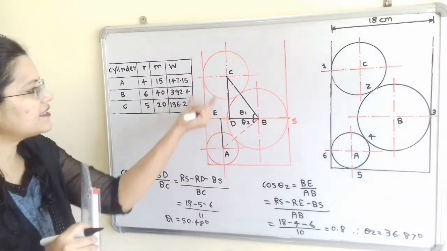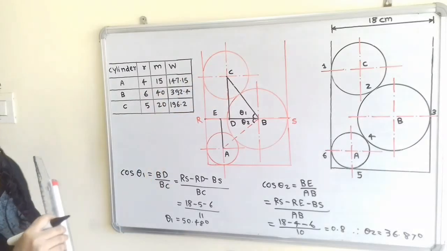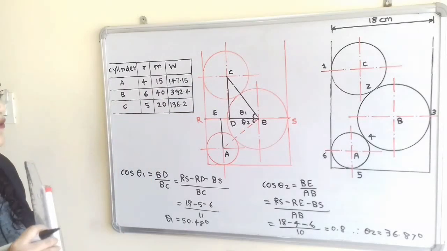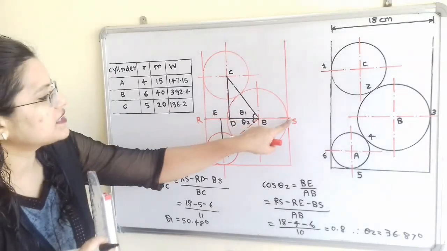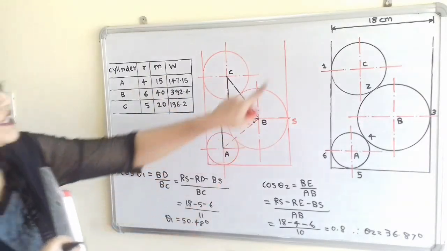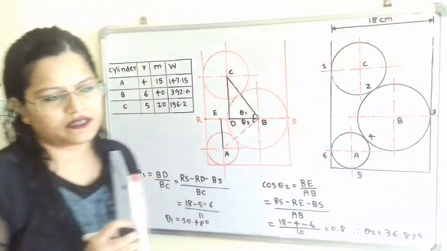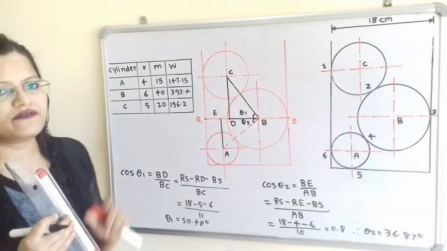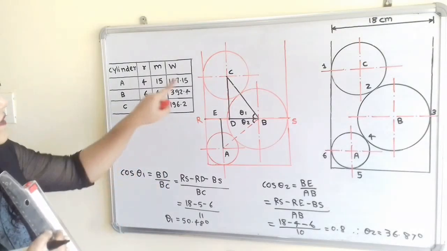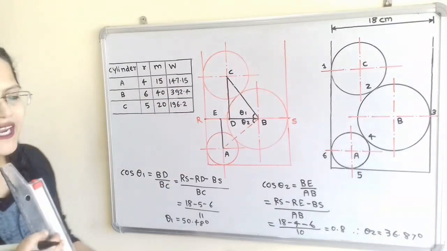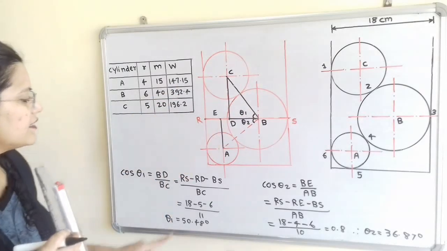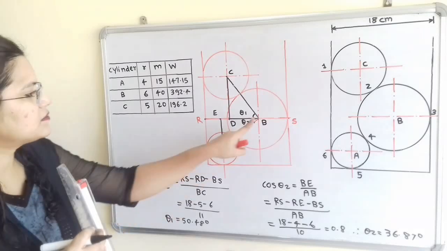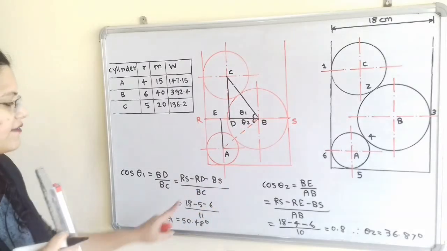Now this RD is equal to the radius of cylinder C, that is equal to 5. And this whole distance RS is mentioned in the question, that is 18 centimeter. So we will use this data and find the value of theta 1. So cos of theta 1 is equal to RS, which is 18, minus RD, that is 5, minus BS, that is 6, divided by BC.